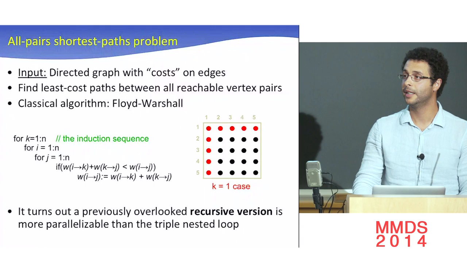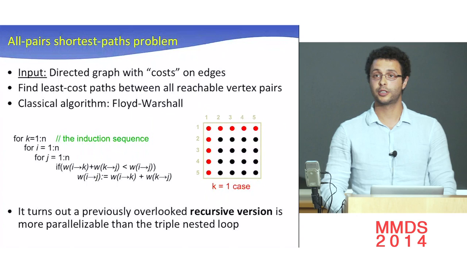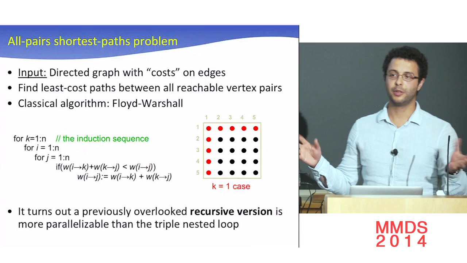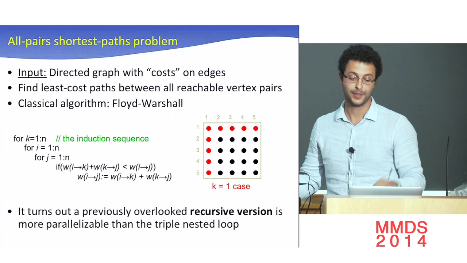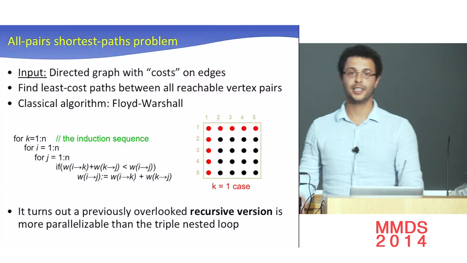I'm going to finish off with another problem, maybe more interesting to some of you, because it's the workhorse of a famous nonlinear dimensionality reduction algorithm called ISOMAP. It's called all-pairs shortest paths. Here the problem is a graph again, and for all reachable pairs of vertices, you try to find the shortest path. The famous algorithm to do that is Floyd-Warshall, which really does successive outer products.